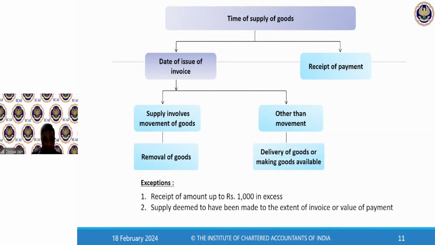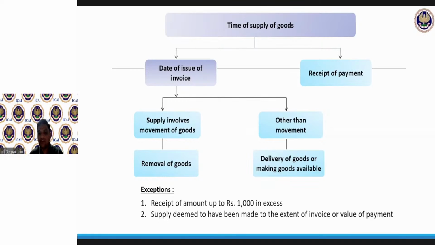In my example, I've removed the goods now but raised the invoice next month. Then the time of supply is the removal of the goods today itself. Even though you raised the invoice and collected from the customer later on, since you have removed the goods today, your time of supply is the removal of goods only. You have to pay GST considering the removal of goods as the time of supply. Removal of goods means dispatch of goods. Yes, dispatch of goods.